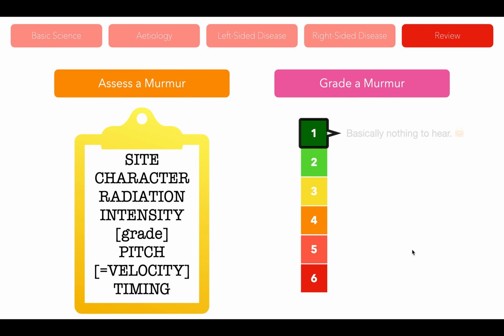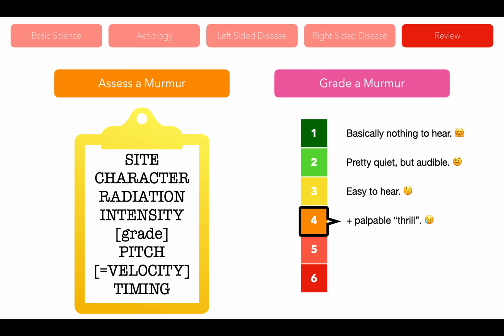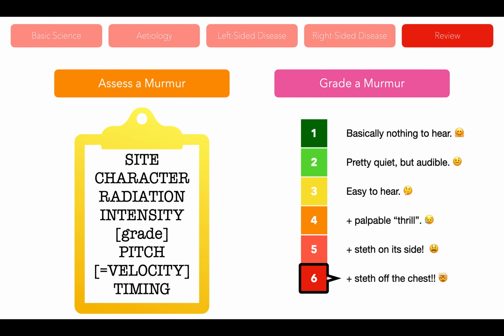Now, grading a murmur, if we begin with 1, it's basically nothing to hear. 2 is pretty quiet, but it's audible, so you can just about hear a murmur. 3 is a really simple murmur to hear, like a blowing pansystolic mitral regurg that you can hear. 4 is when you're starting to feel the murmur, so it's really loud now. 5 is when you can put the stethoscope on its side next to where you could hear the murmur, and then if you put your earpieces in, you can still hear the murmur. And 6 is when the murmur is so loud that you can hear it off the chest. So there's no stethoscope required to hear the murmur.